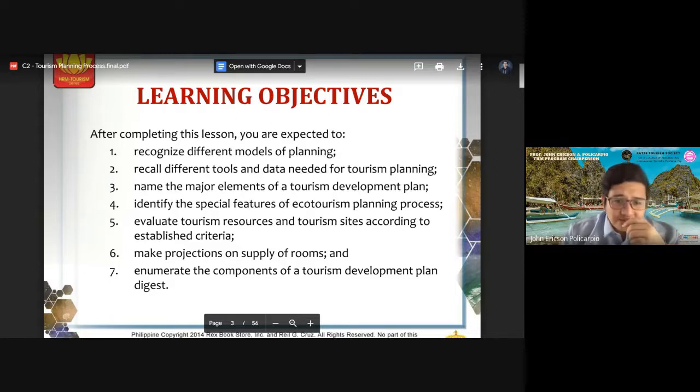We will also evaluate tourism resources and tourism sites according to established criteria. We make projections for the supply of rooms because, like I have said, accommodation is a very integral part in terms of gathering data. Apart from that, the hotel and accommodation sector also provides us relevant data for projections for our future plans. And lastly, to enumerate the components of the tourism development plan digest. So let's now start with our discussion.